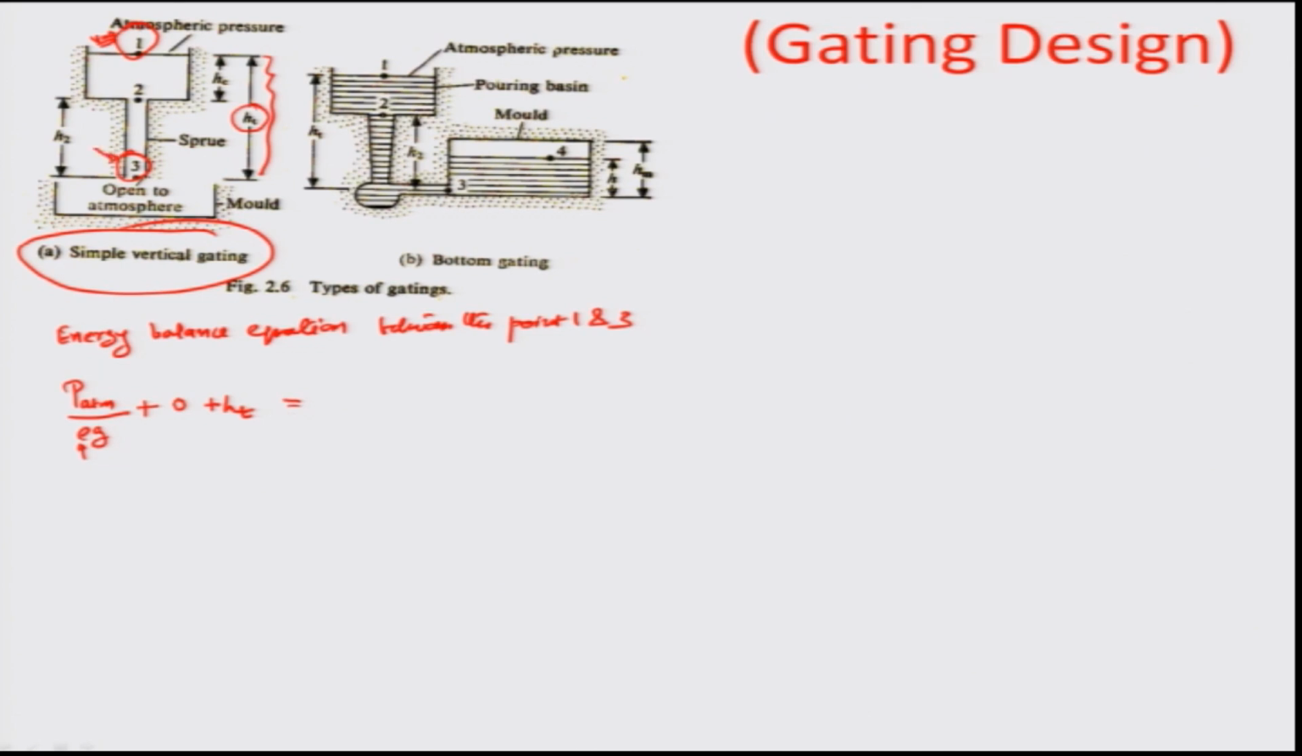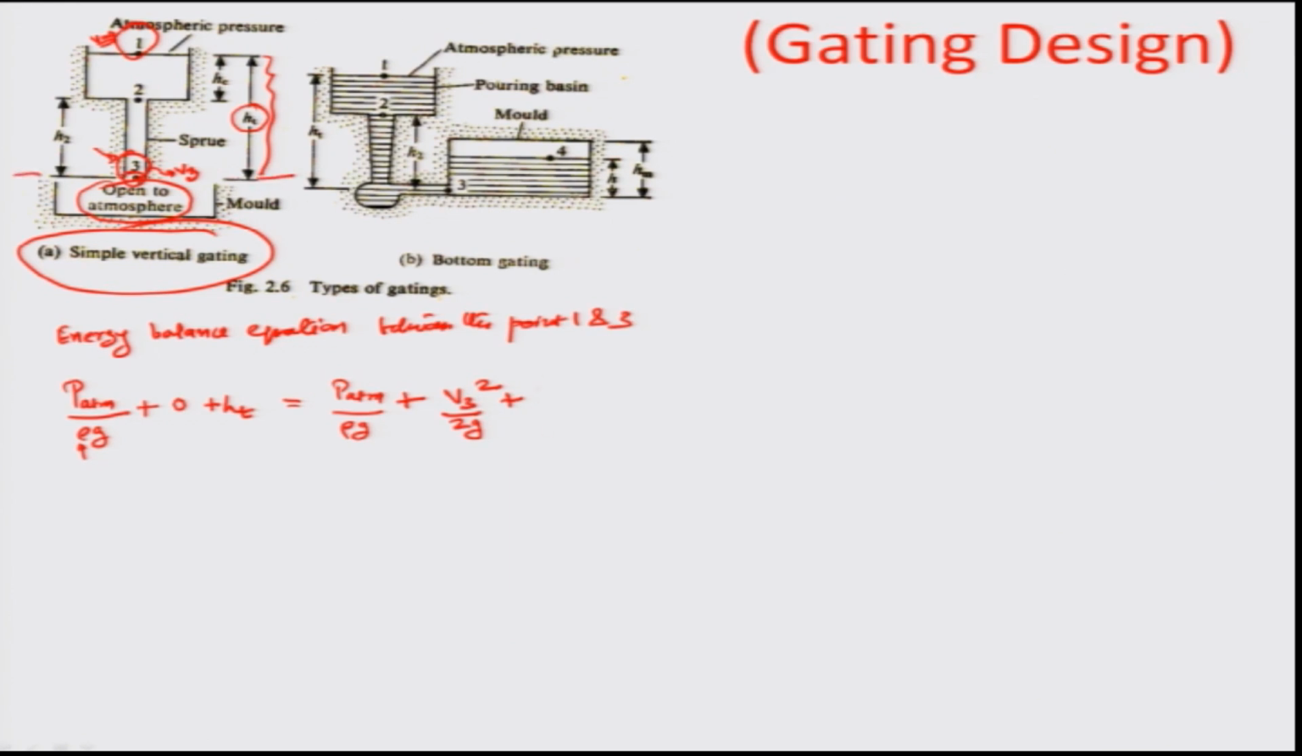Basically the mold we are assuming is open to atmospheric pressure. So, obviously the pressure at 3, at the end of this sprue, would also be atmospheric pressure. So, let us say P atmosphere divided by rho g plus the velocity head at point 3, and I assume this velocity to be V 3 of the liquid metal. So, obviously the velocity head would come out to be V 3 square by 2 g, and then you have the potential head in this particular case, which is equal to 0, because I assume this to be the datum line.